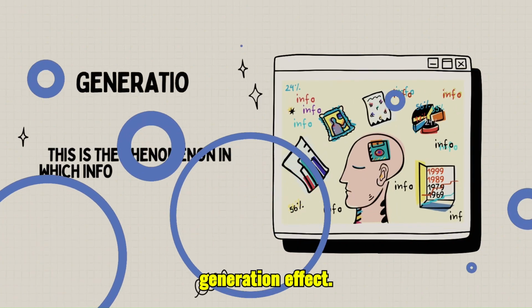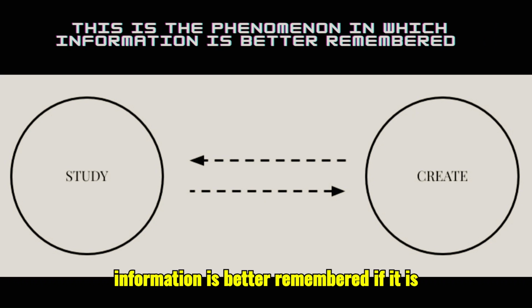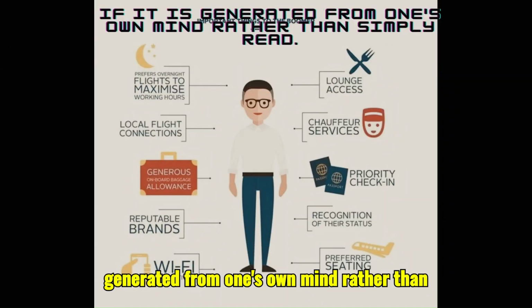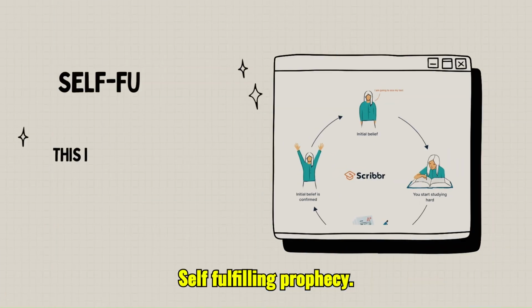23. Generation effect. This is the phenomenon in which information is better remembered if it is generated from one's own mind rather than simply read. 24. Self-fulfilling prophecy.